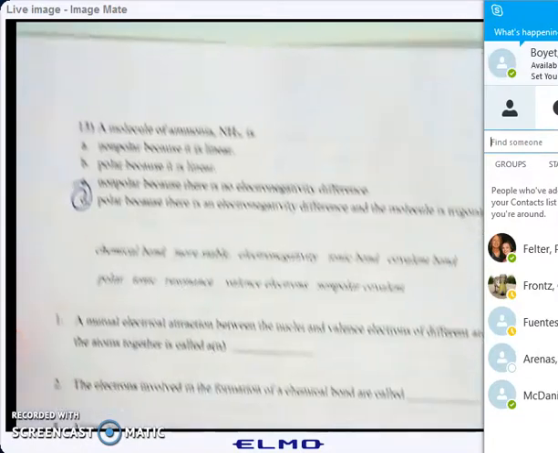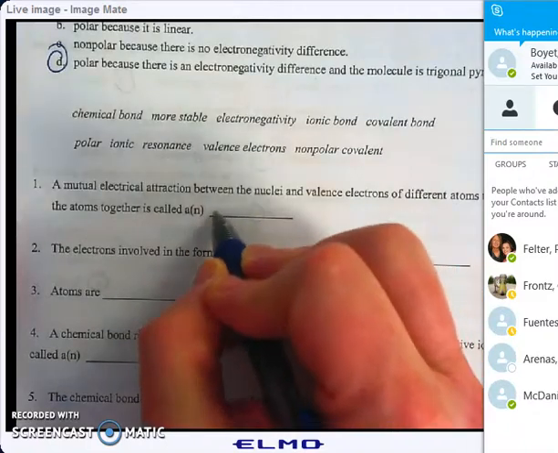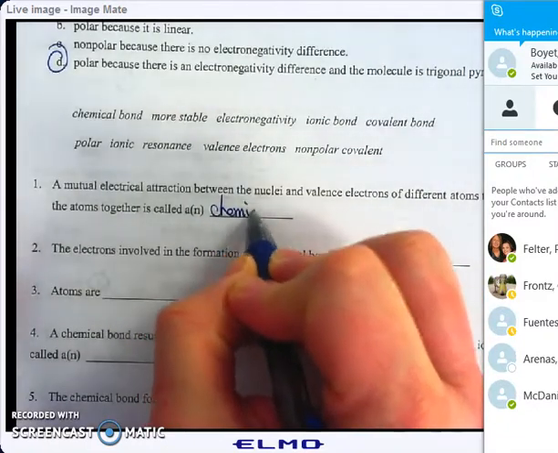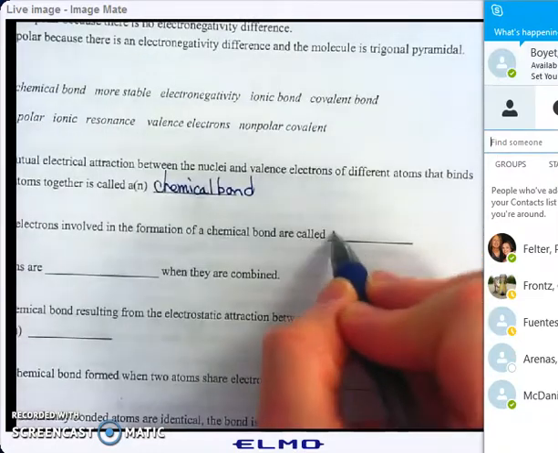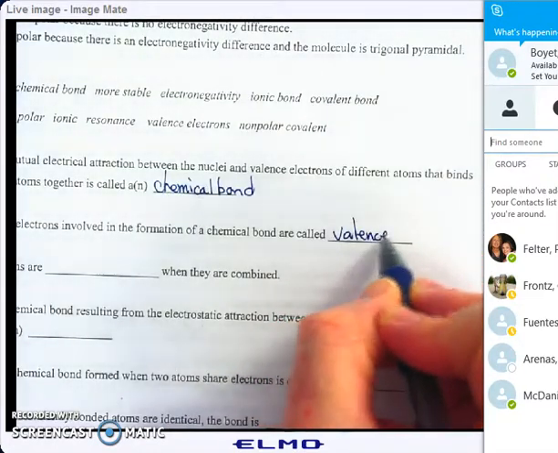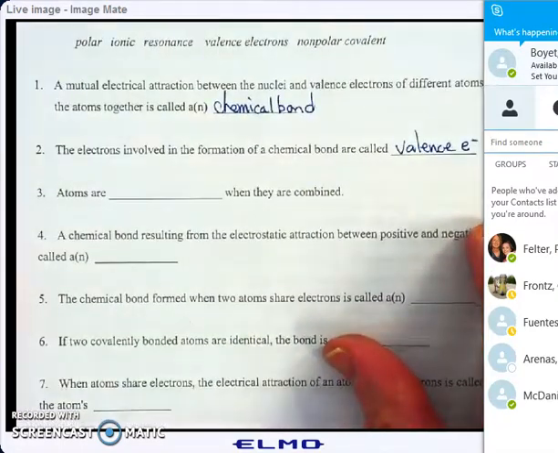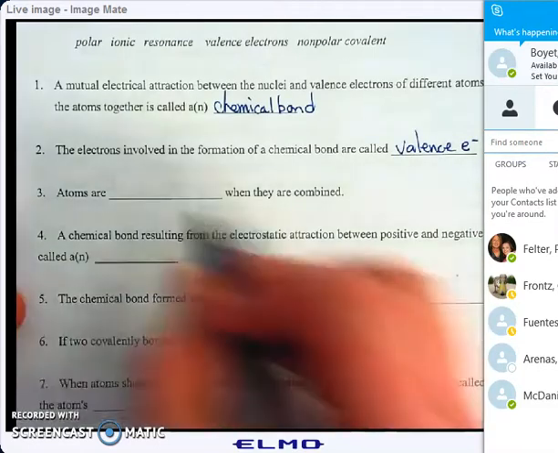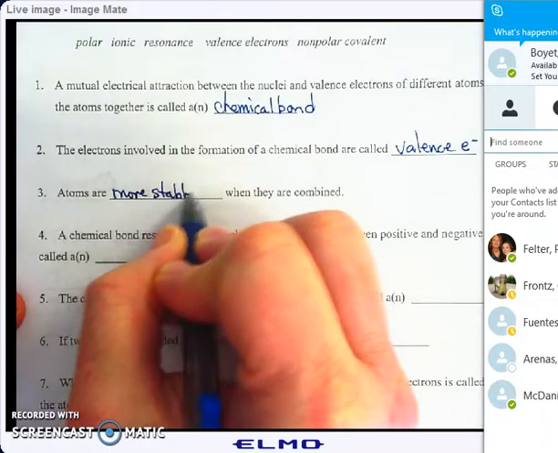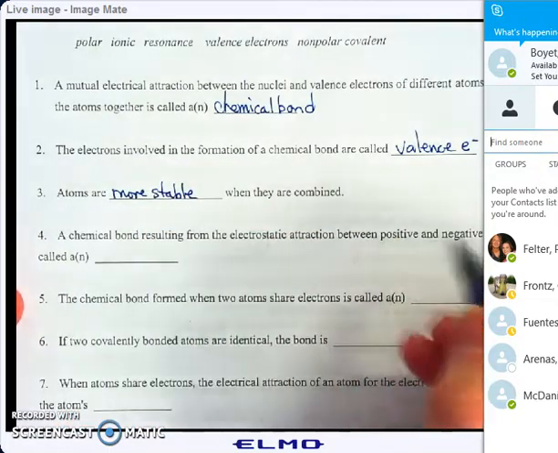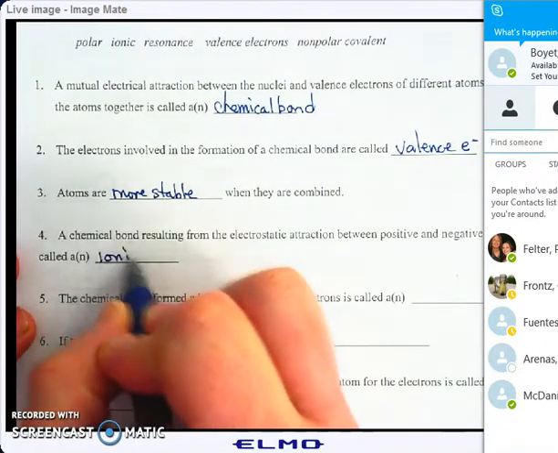Okay, fill in the blank. Number 1, chemical bond. Okay, valence electrons. Number 3, makes it more stable. It lowers the energy level, overall energy level. Okay, good. Ionic bond.